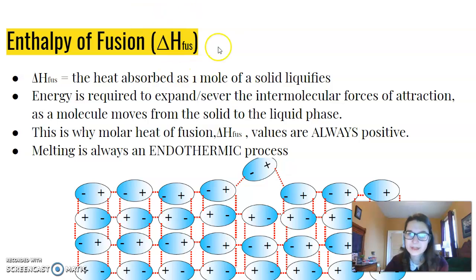So this is the change as solid is liquefying, not as liquid is solidifying, if that makes sense. So that's how we actually define it. The energy released when 1 mole of pure liquid solidifies is equal in magnitude, but opposite in sign, to the delta H fusion.